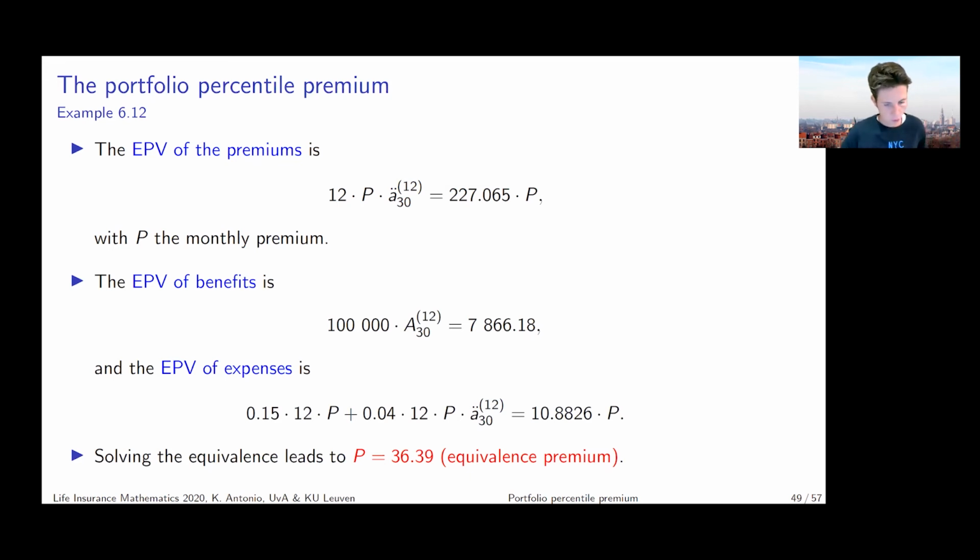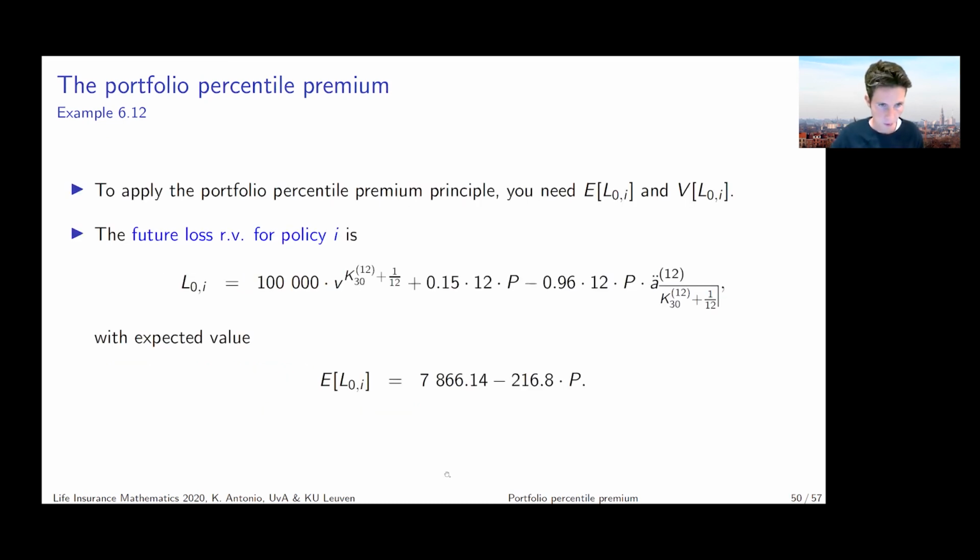And now we're going to do a different way of calculating the premium. What we're now going to do is look at the loss on an individual contract, and write down the loss as a random variable. We've got the present value random variable that takes care of the whole life insurance part. It's the 100,000, which is payable at the end of the month of death.